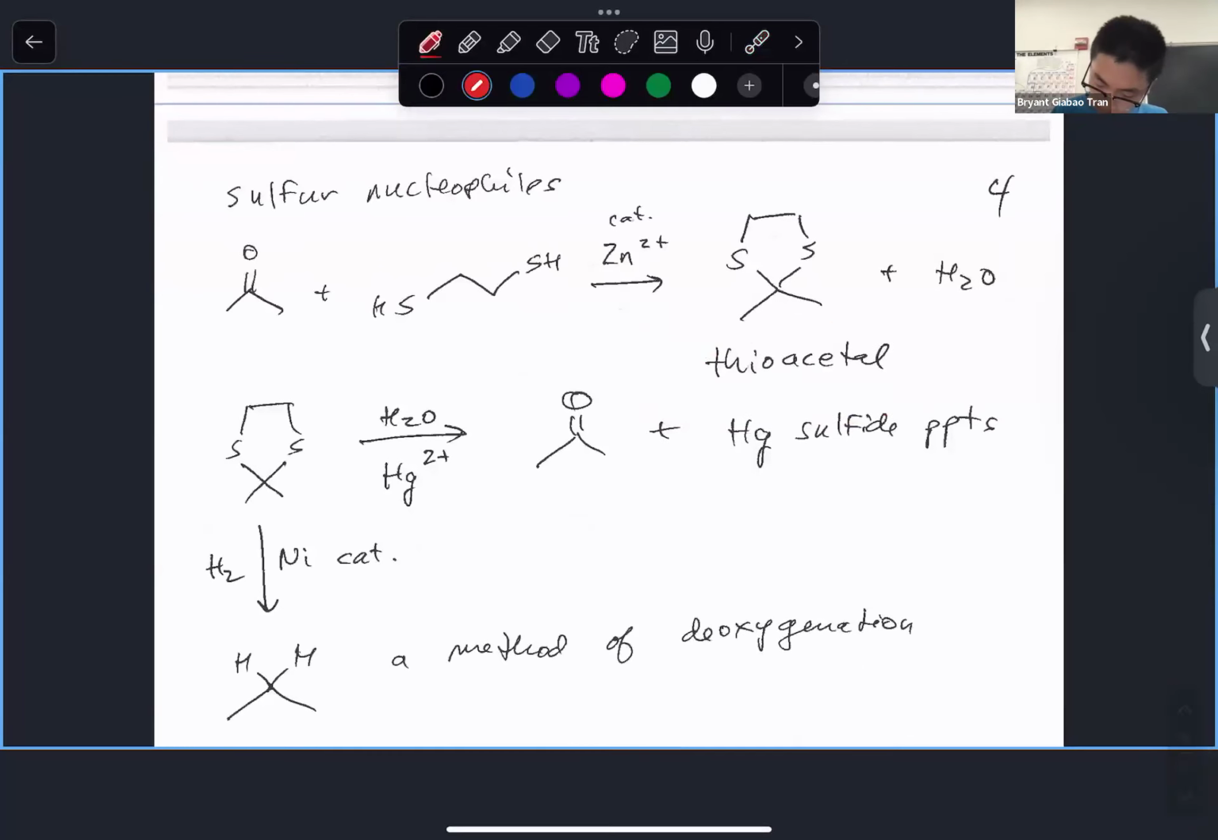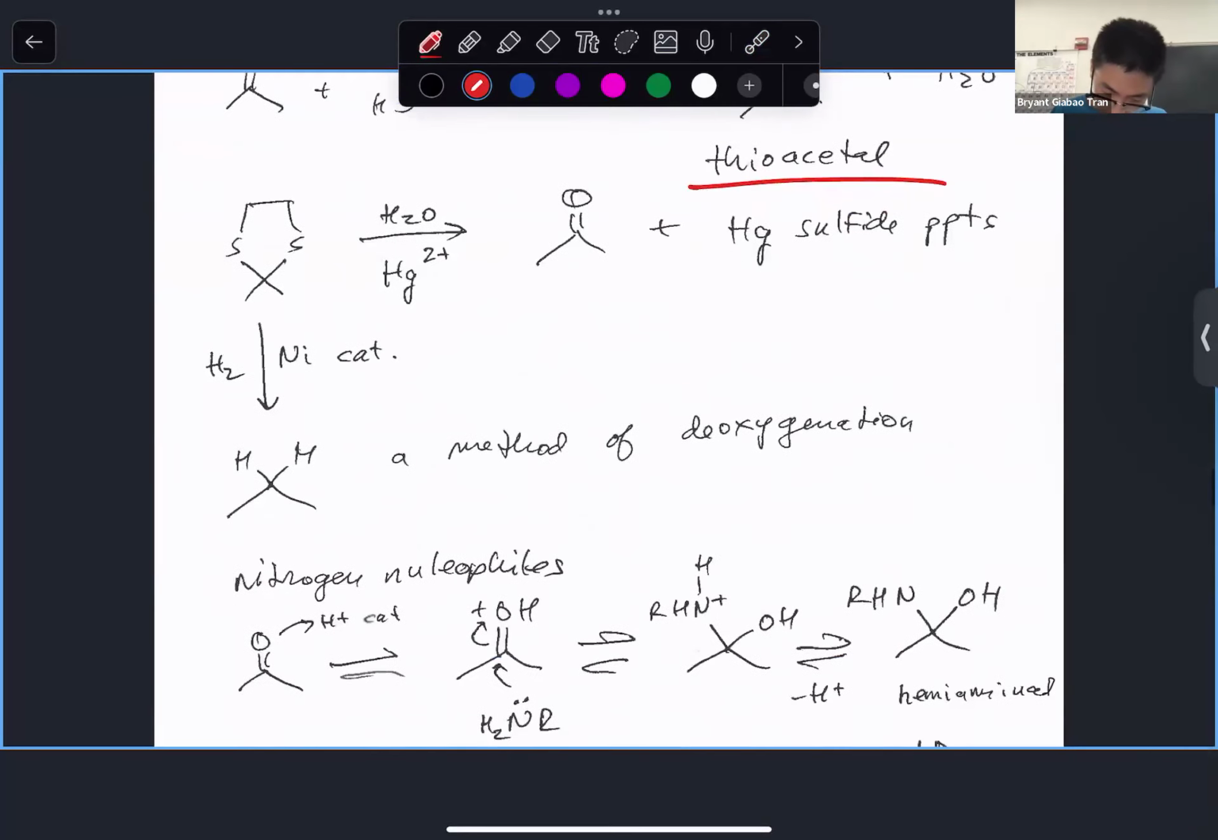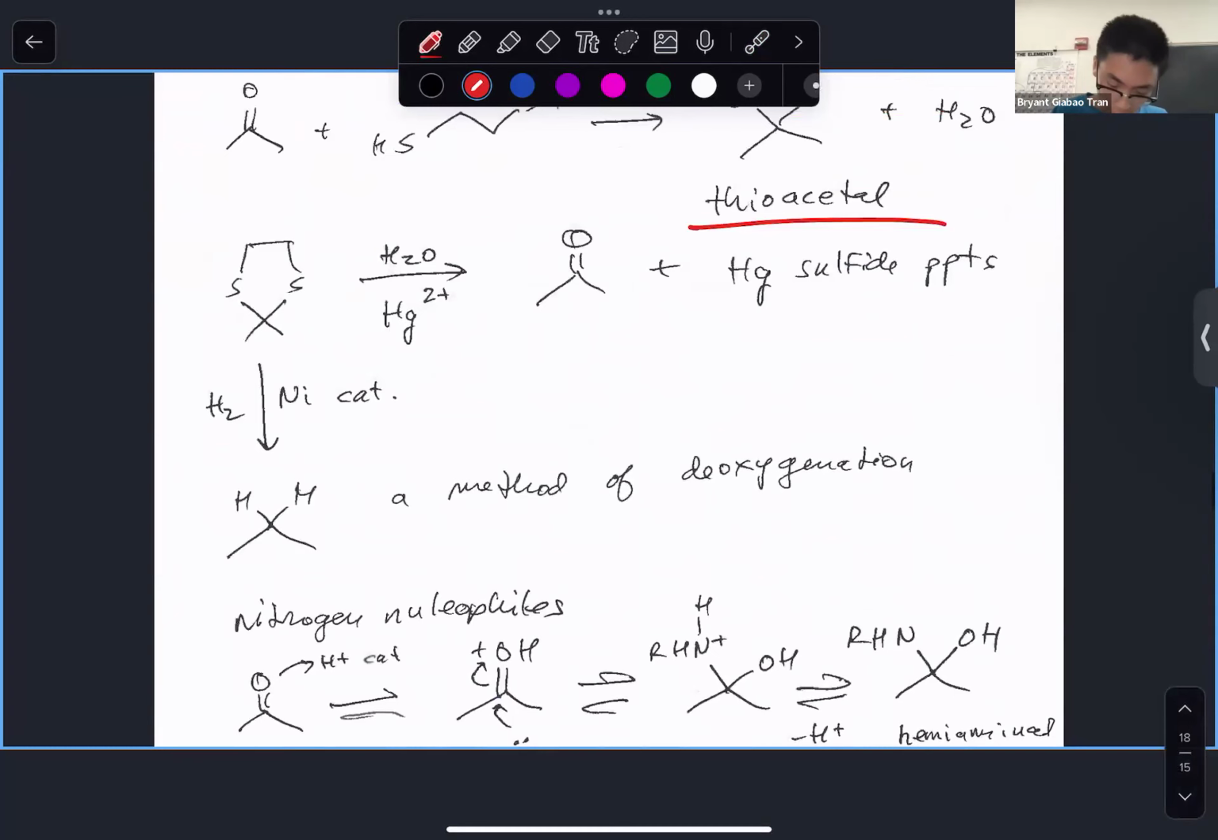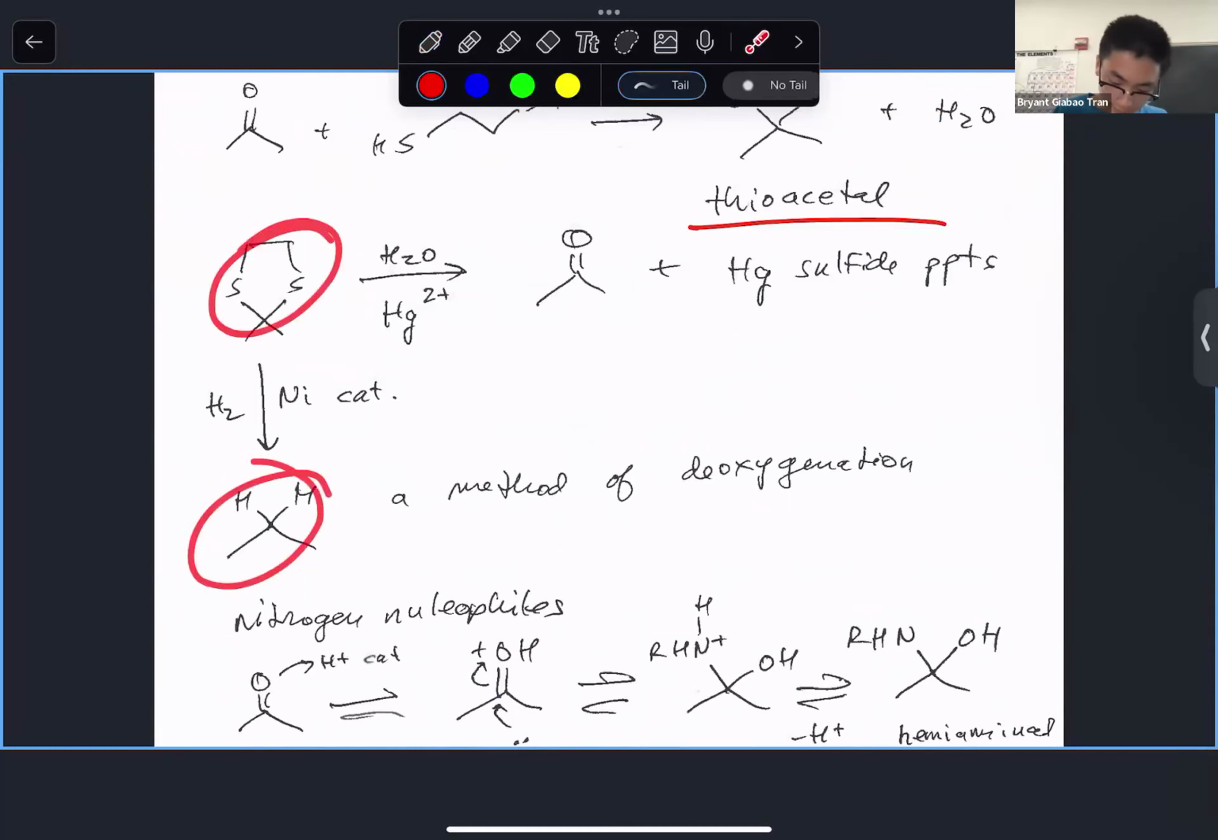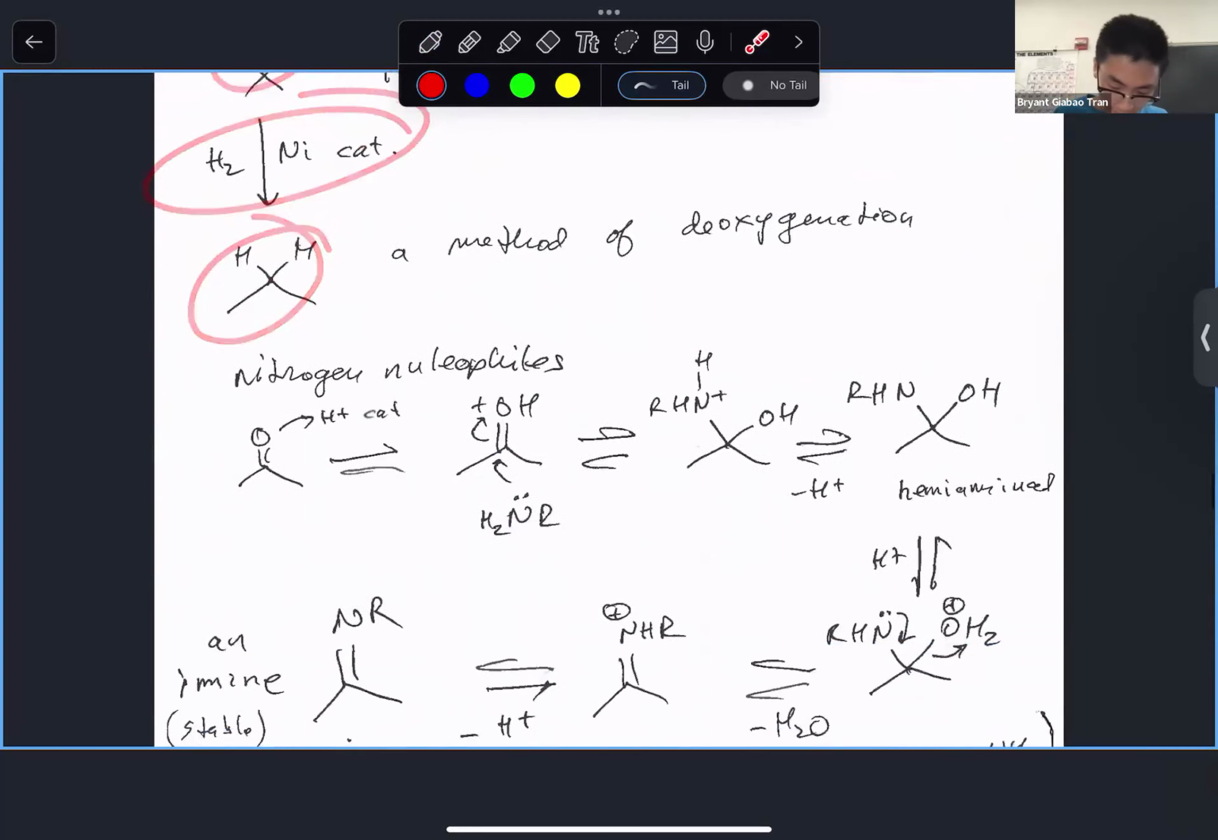Thioacetal protecting group. Yep. Yeah, reducing the thioacetal all the way down to alkane using an H2 catalyst.